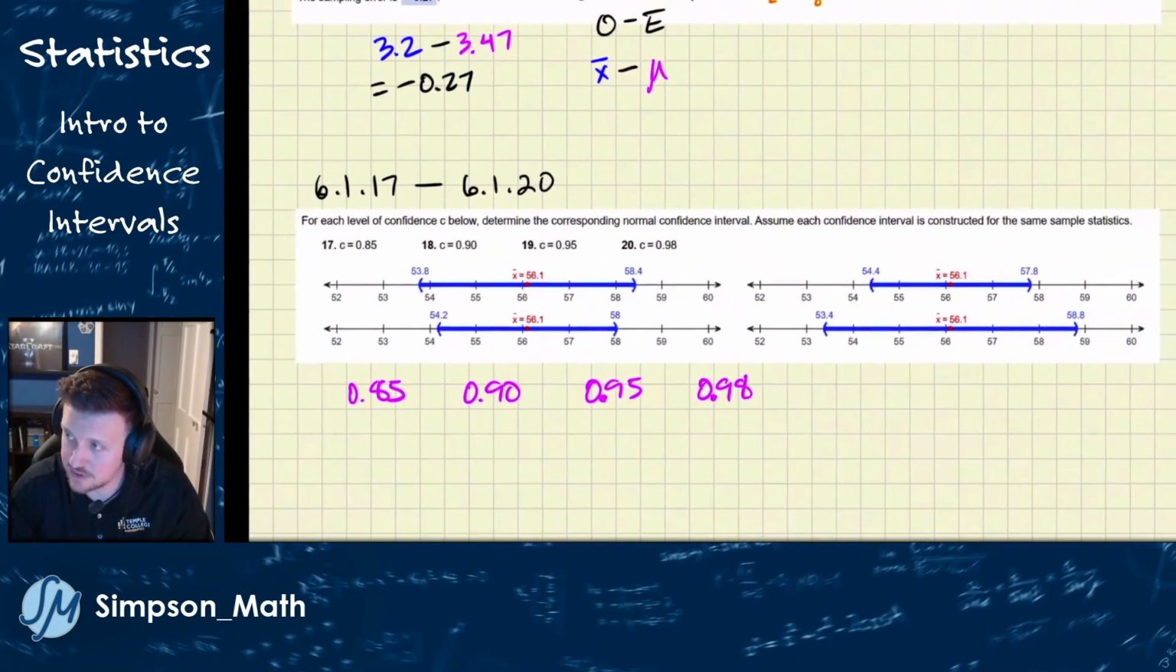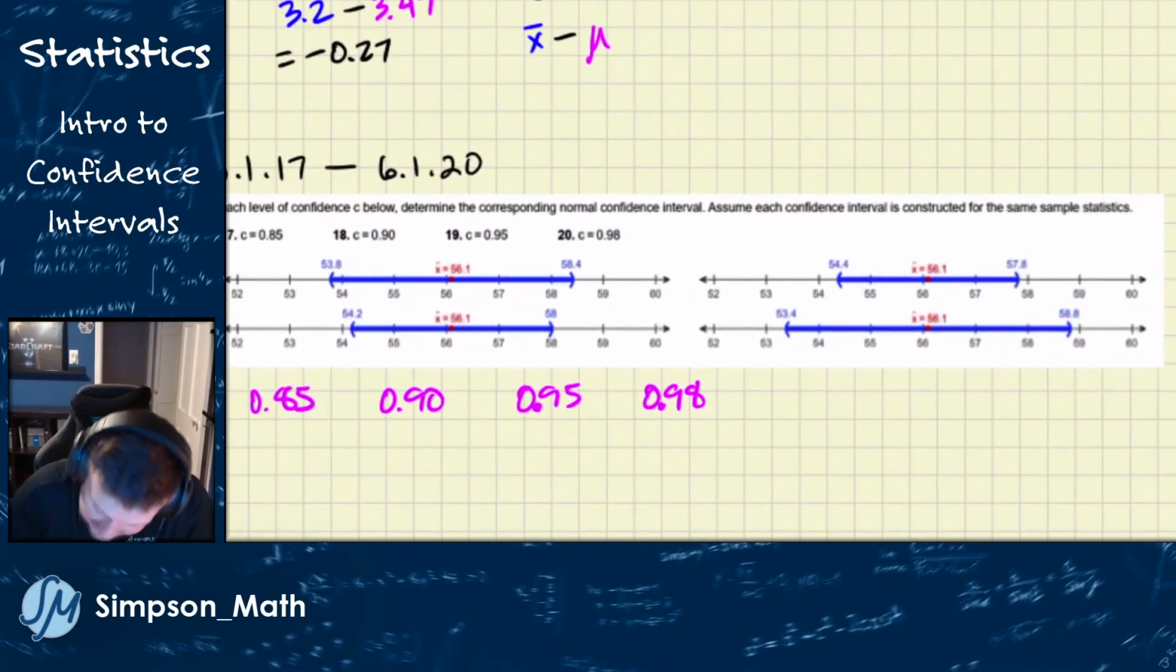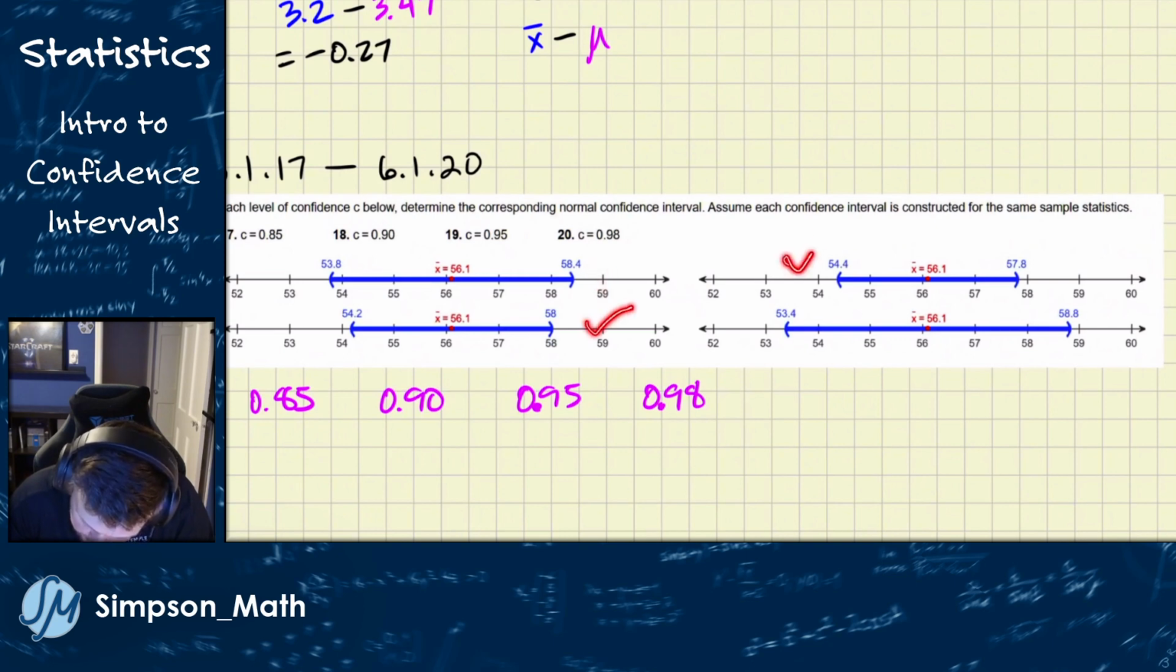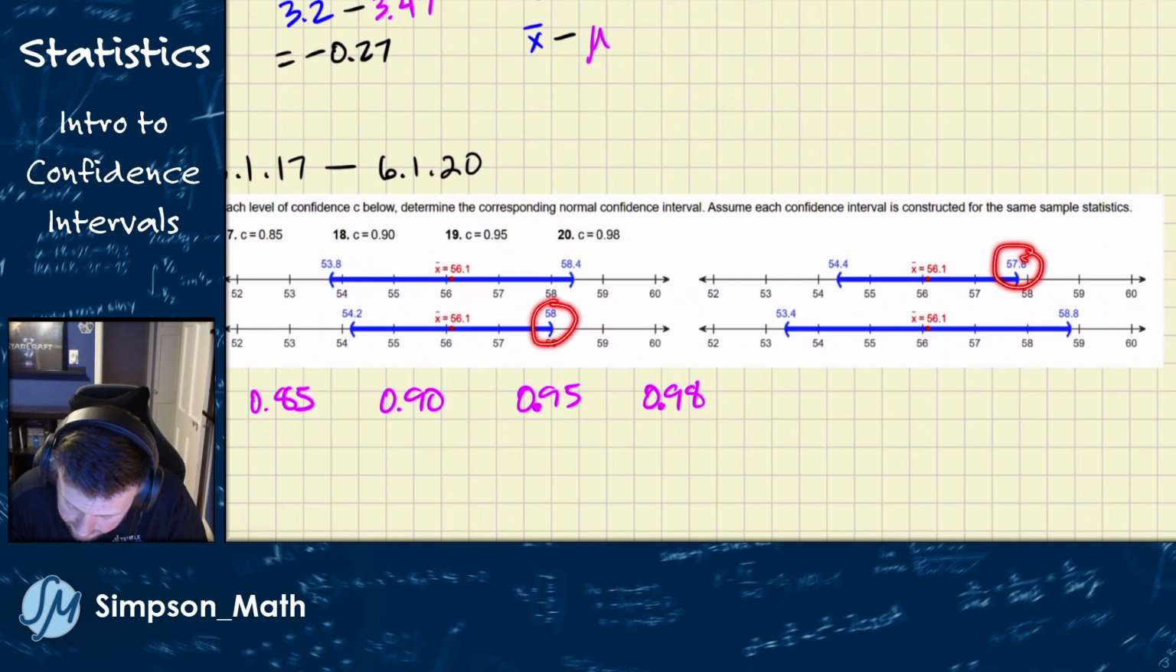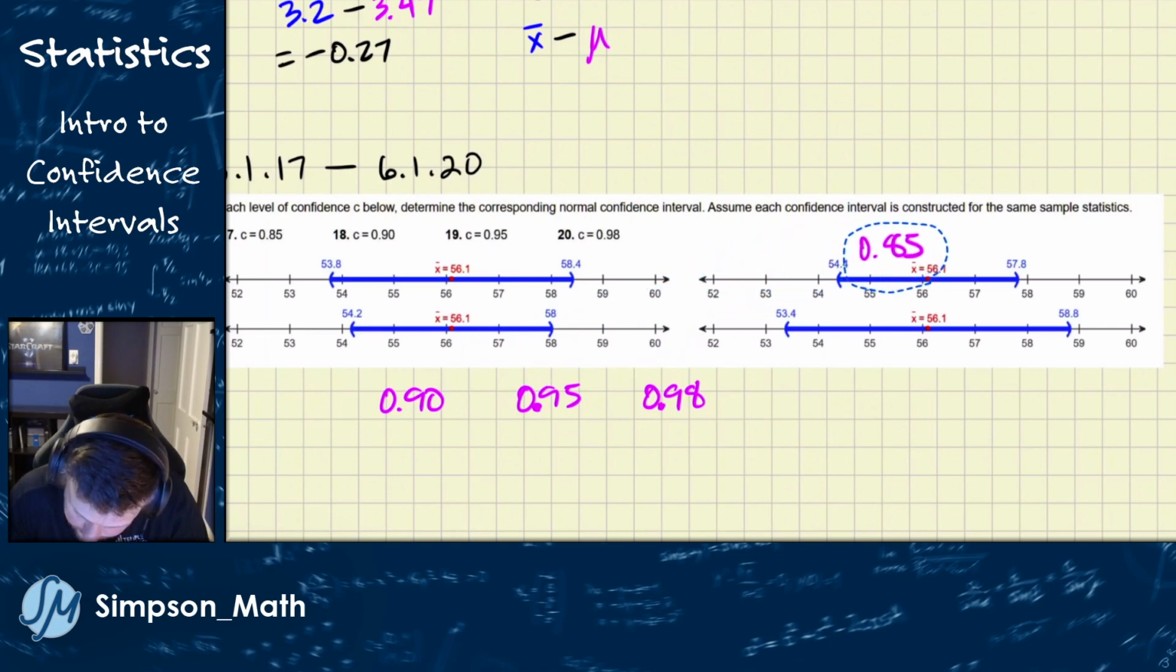So basically, looking at my intervals, which is the skinniest interval? Well, I see between these two, this one's skinnier. And then between these two, this one's skinnier. So if I just compare those two, I say this one is 54.2. This one's a little bit skinnier inside of this. And same thing, this one's 58. That's a little bit larger than this. So my skinniest interval is this one up here. So I'm going to put the 85 on that one.